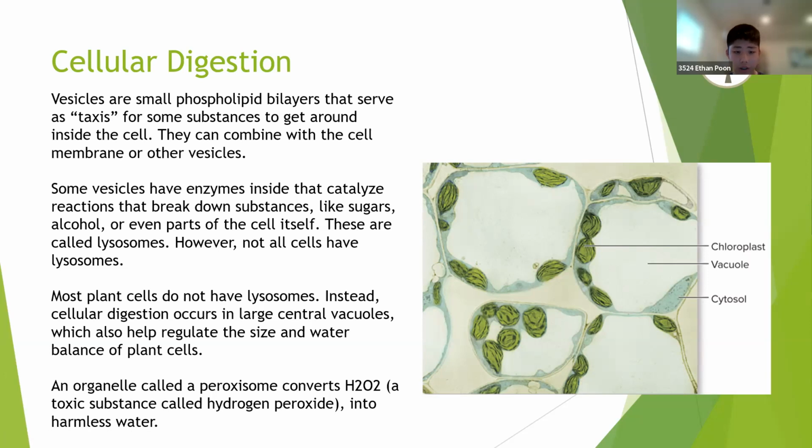However, not all cells have lysosomes. An example of that is that most plant cells do not have lysosomes. Instead, cellular digestion occurs in these large central vacuoles, which is like this giant sac you see in the middle here. So that's the vacuole. They also help regulate the size and water balance of plant cells.